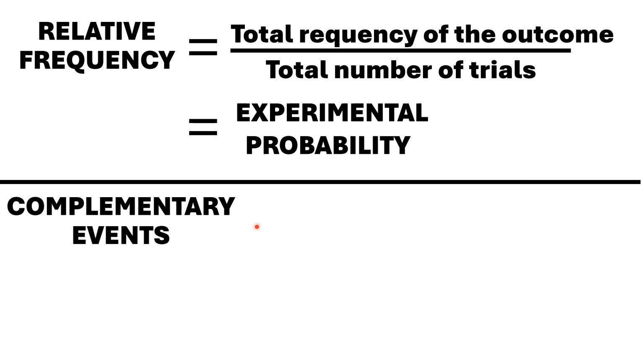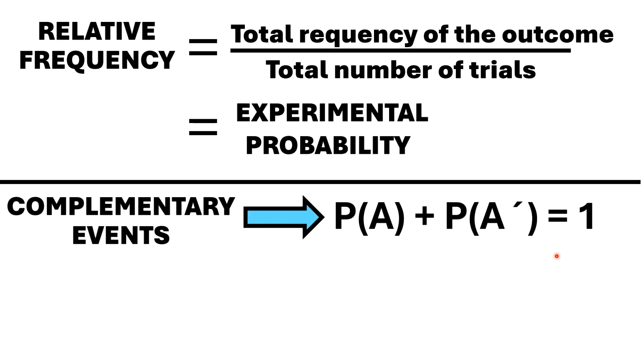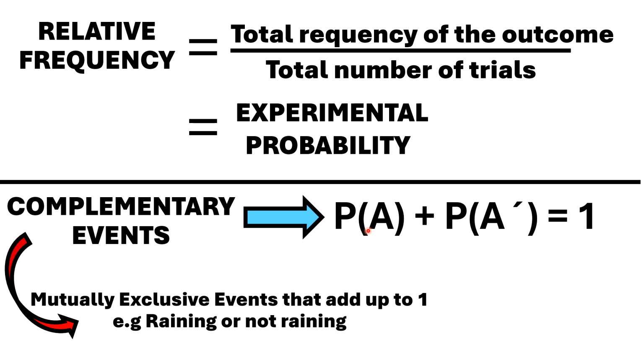Anyways, complementary events. So these are events that are mutually exclusive and are going to add up to 1. So they cannot happen at the same time. Now, this is the formula. An example is going to make it make sense now. An example of this would be raining or not raining. They're mutually exclusive because they cannot happen at the same time. It can't rain and not rain at the same time, okay, in a given area, but you know what I mean. If it's not raining, it's 0% raining, okay, if that makes sense.